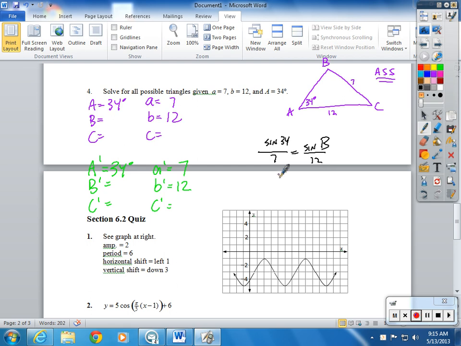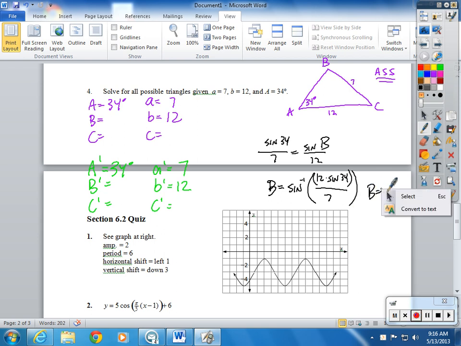So what you'd be typing in your calculator here is B equals the inverse sine of 12 times the sine of 34 in parentheses divided by 7. Make sure your calculator is in degrees. That's the only way you're going to get the answer you want here. So 12 times the sine of 34 divided by 7 ends up giving me an angle B of 73.5 degrees. So that's my first angle, 73.5 degrees, of case 1.